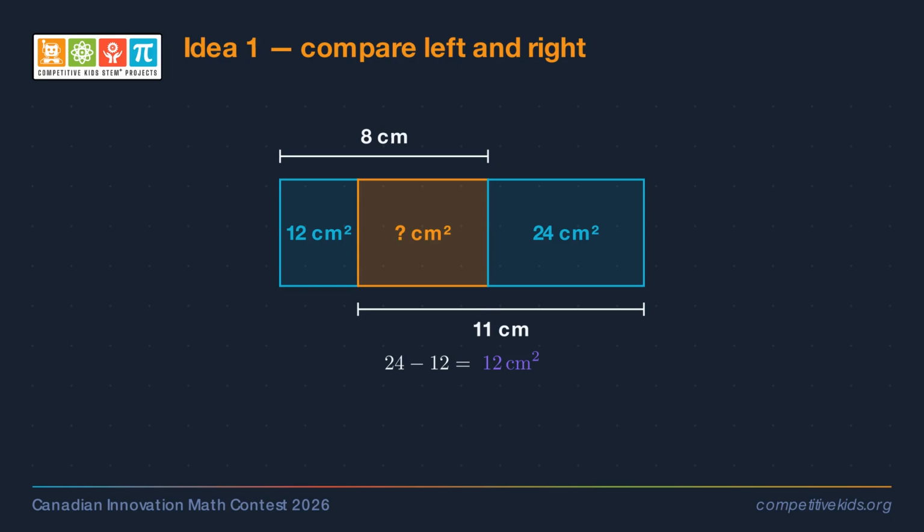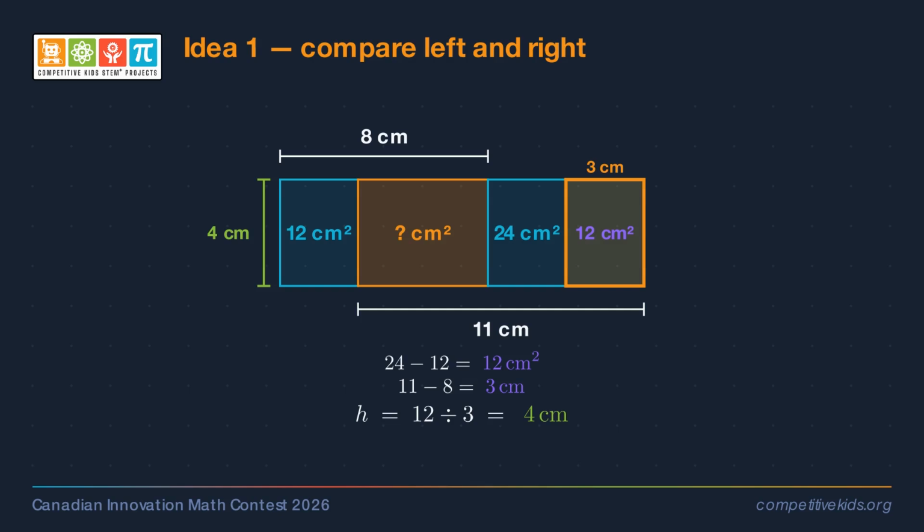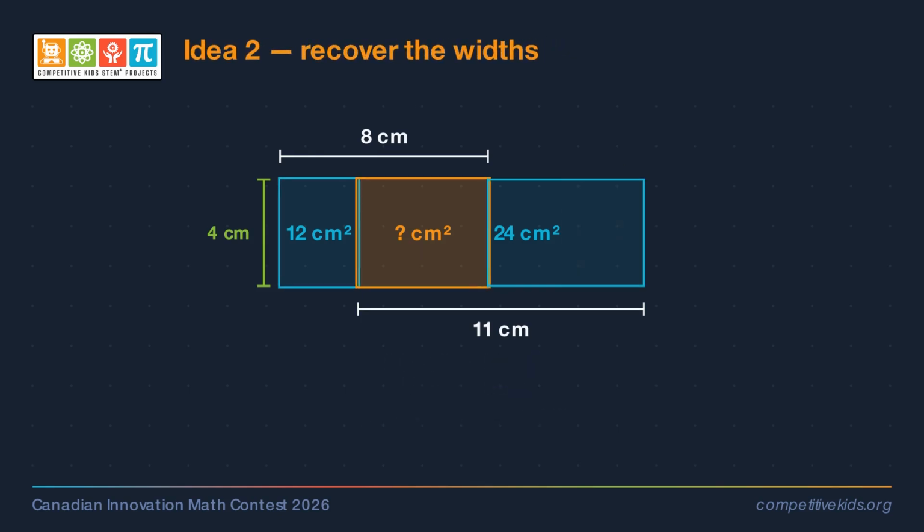Look at the spans. 11 minus 8 equals 3. So the right rectangle is 3 centimeters wider than the left. That extra 3 centimeters of width gave 12 square centimeters of extra area. So the shared height is 12 divided by 3. That equals 4 centimeters. Now recover the widths.